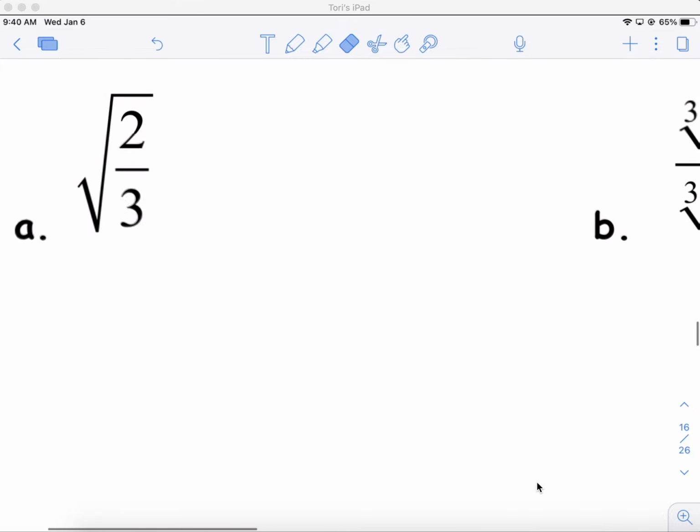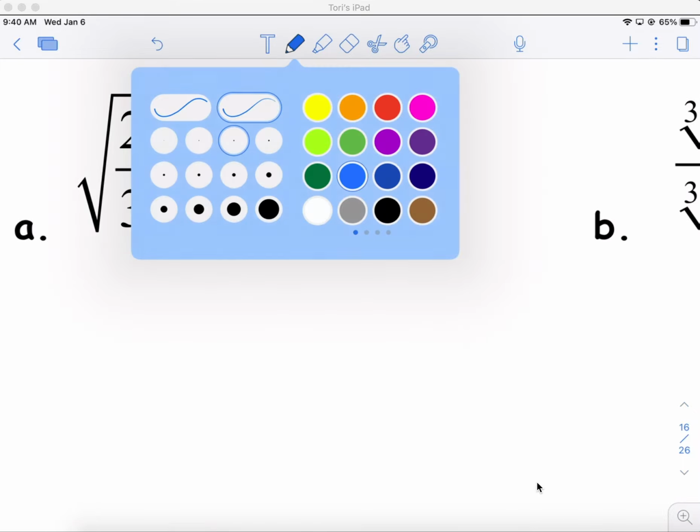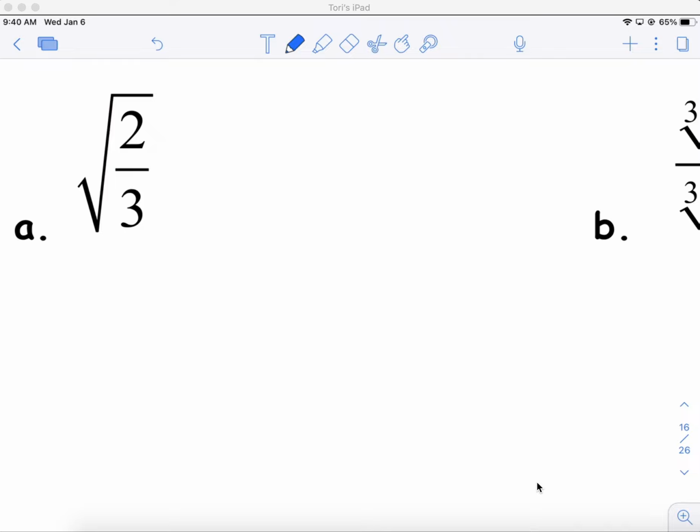All right, so if I start with A, I'm going to use blue because that's the strategy we're using. Blue is the exact same as saying the square root 2 over square root 3. Remember, I'm trying to get rid of the fraction in the radical. So I need to think about this. Right now, I have 3 to the 1 power, but I need a set of 2 to pull it out. So I need another 3. So I would say again, square root 3 over square root 3.